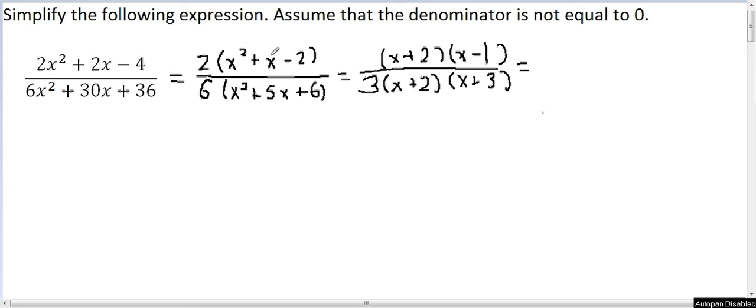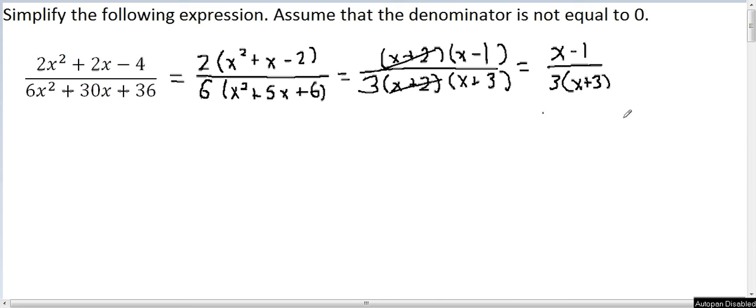Once we have factored both of these polynomials, we can look for common factors, and x plus 2 appears in both the numerator and the denominator. So we can cancel that out, and we're left with x minus 1 in the numerator and 3 multiplied by x plus 3 in the denominator.